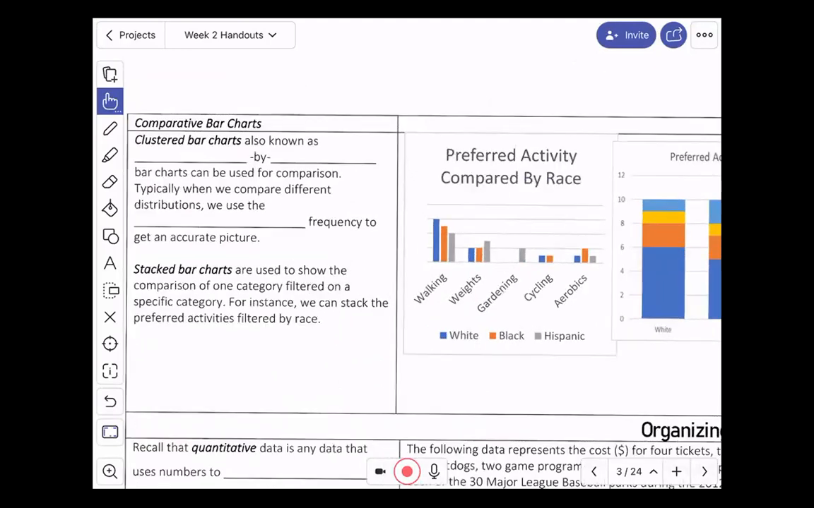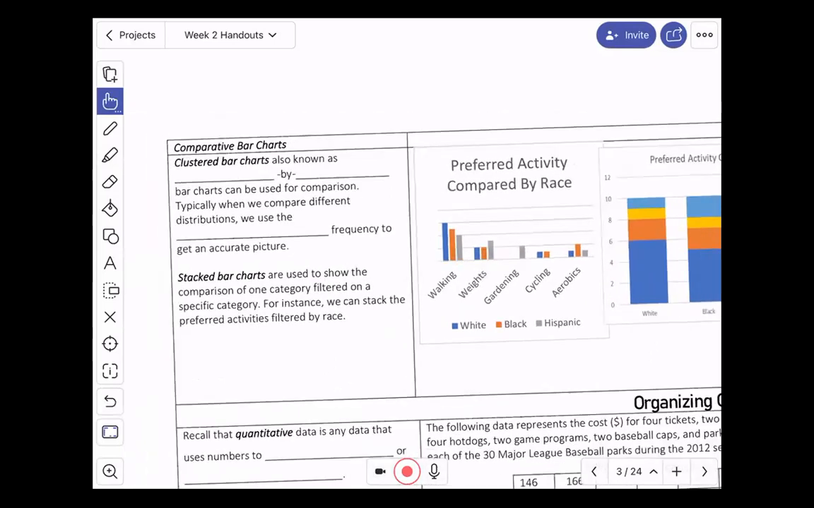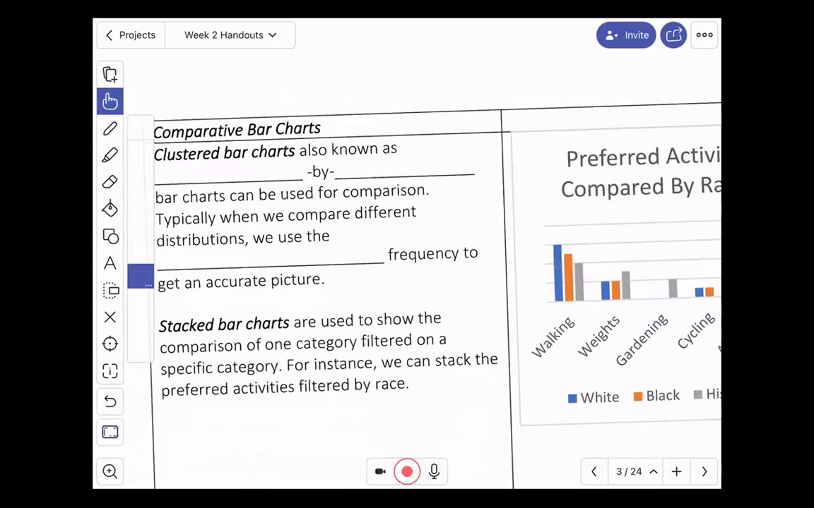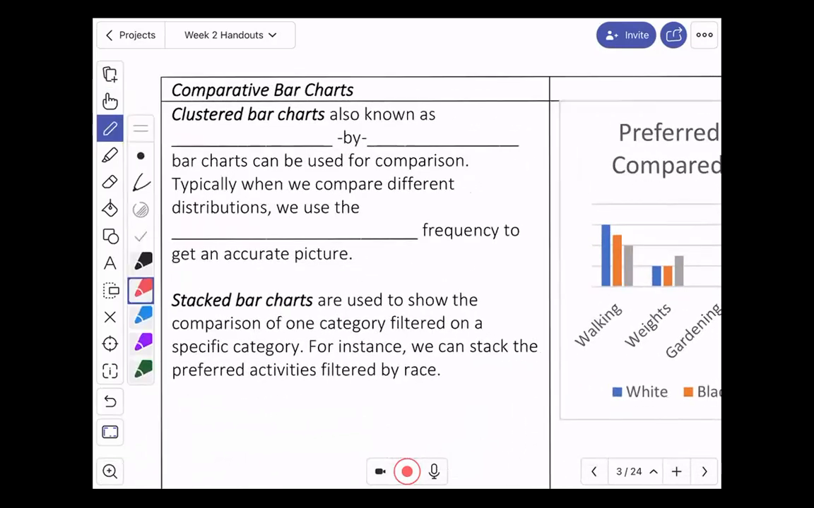Let's talk about comparing more than one variable. We're going to talk about what are called comparative bar charts. There are two types of comparative bar charts. The first one we call a side-by-side, or a clustered bar chart, also known as a side-by-side bar chart. You may see it written as side-by-side. And they're used for comparison.